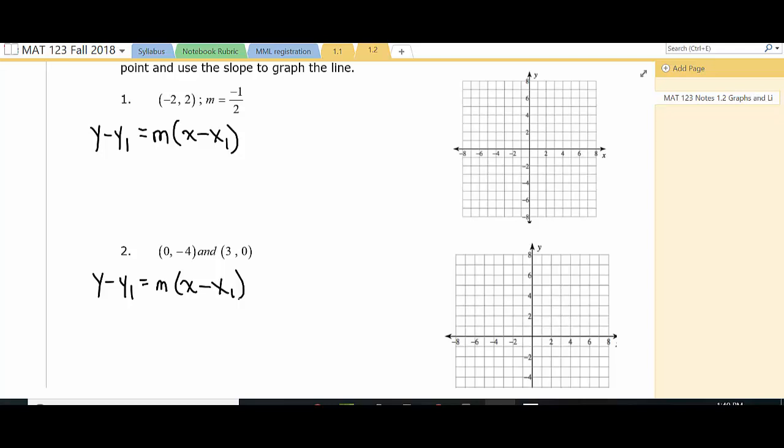Because the formula says subtract x minus x. So you have y minus 2 equals negative 1/2 x plus 2. So which one is it? Now, I'm using the formula, right? y minus y1 equals m times x minus x1.